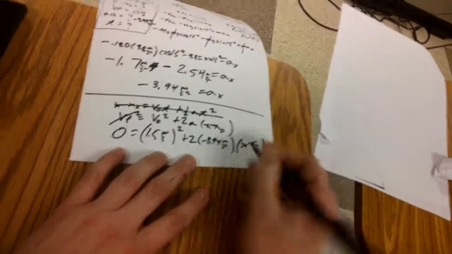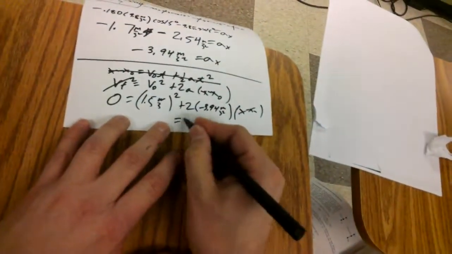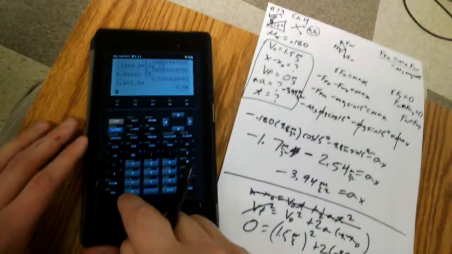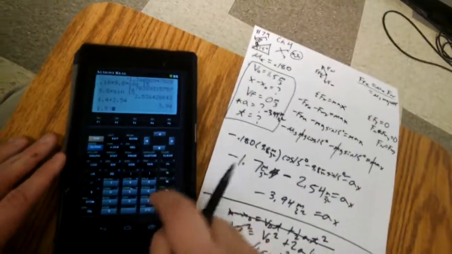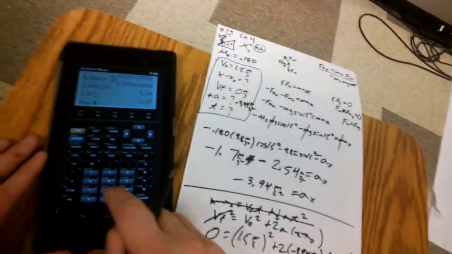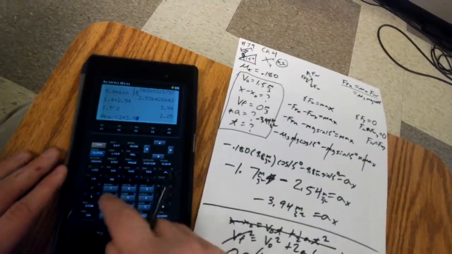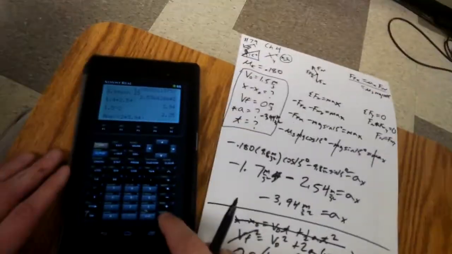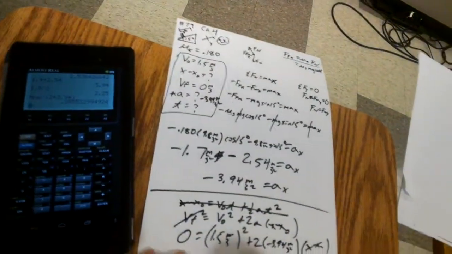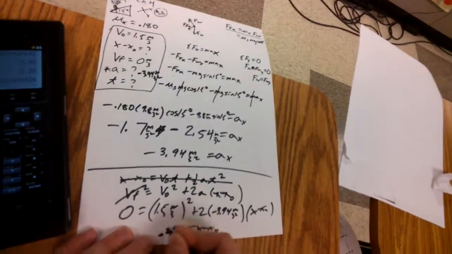And then you guys can do some algebra. I'm running out of paper here. I'm going to skip some steps and do this on my calculator. If you don't like the way I do it on my calculator, that's okay. Do it your own way. 1.5 squared. And then I'm going to divide by 2 times 3.94. And then I'll pick a sign. Let's see. So this will be a negative divided by a negative. So we'll get a positive, about 0.29 meters.